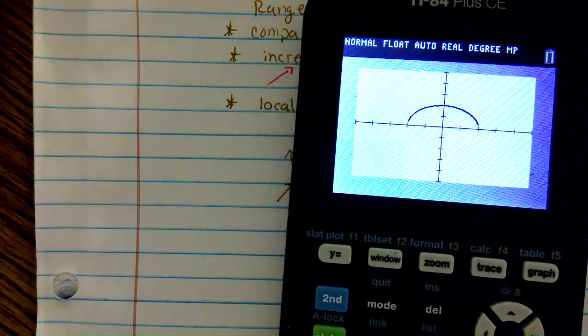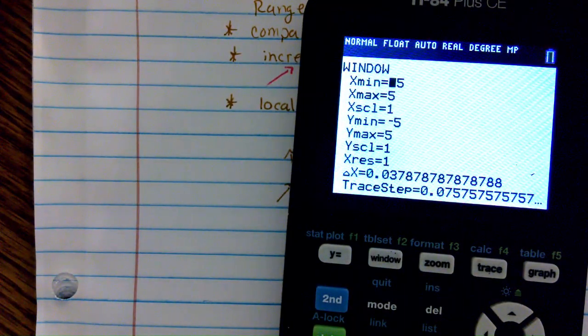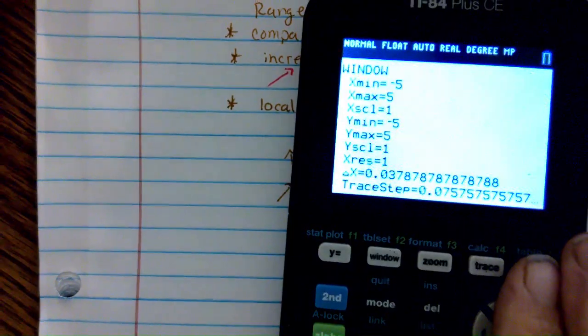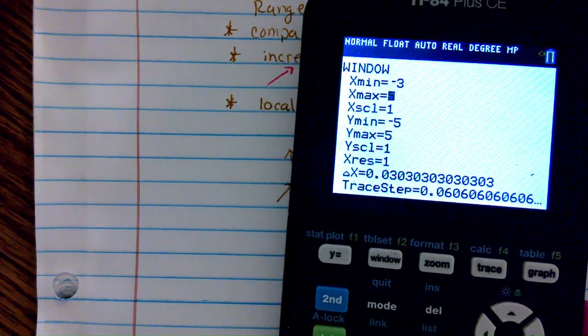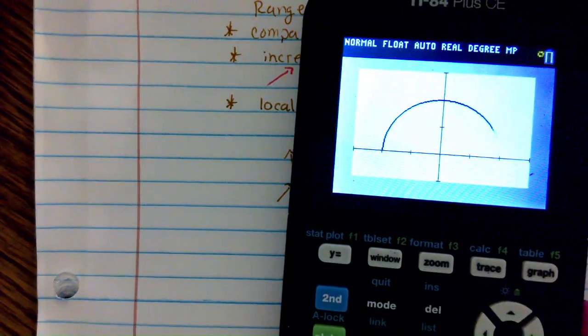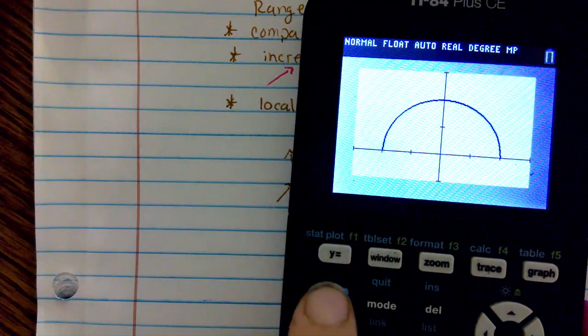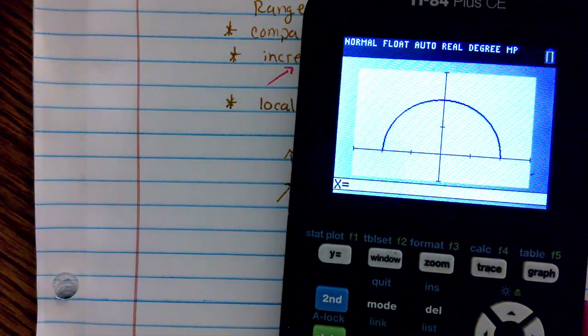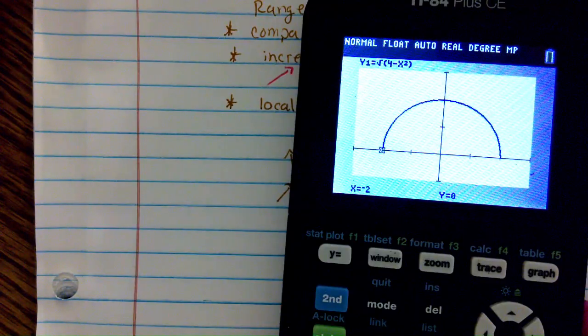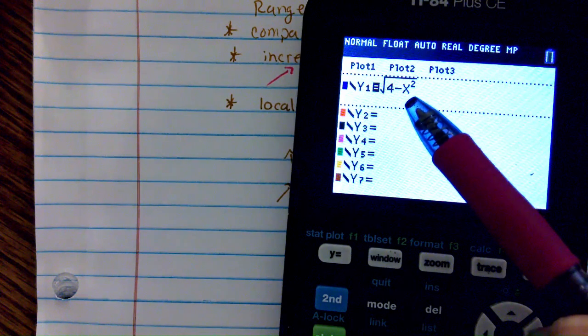I'm not seeing much, and it looks like there's a gap. So let's actually make my window. No, my window is pretty small as it is. Negative 3, 3, negative 1, 3. Now that I've zoomed in a little bit, it doesn't look like there's so much of a gap. So does it include this point? So I'm going to calculate a value. Did it include negative 2? Absolutely. Y exists there.